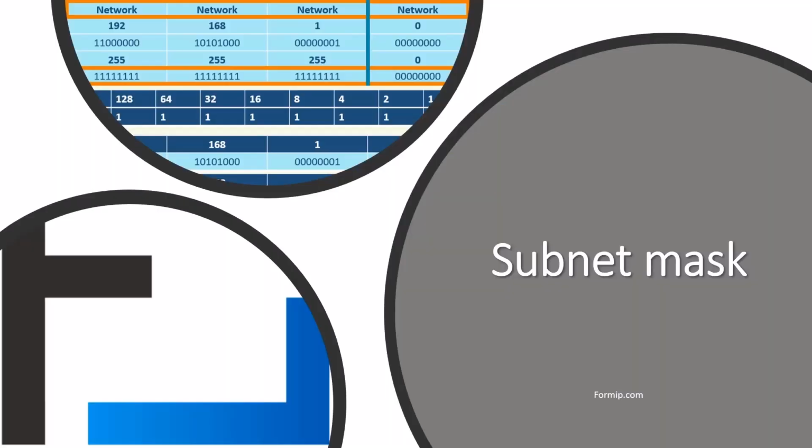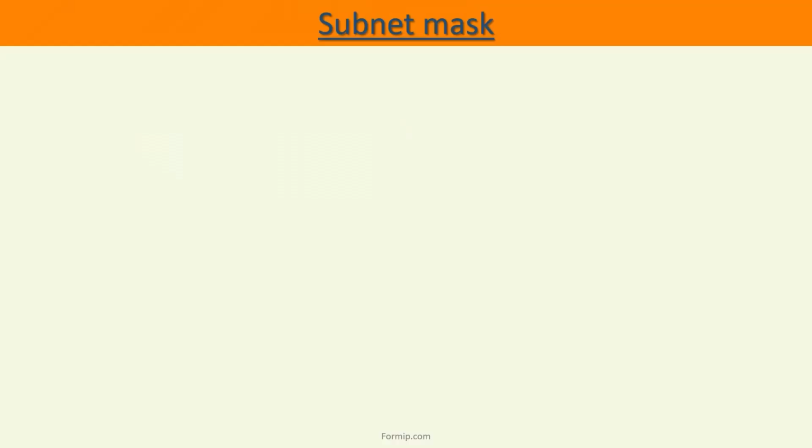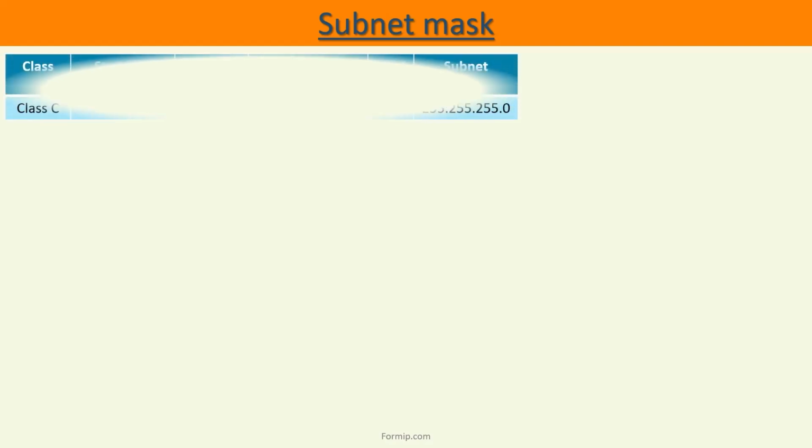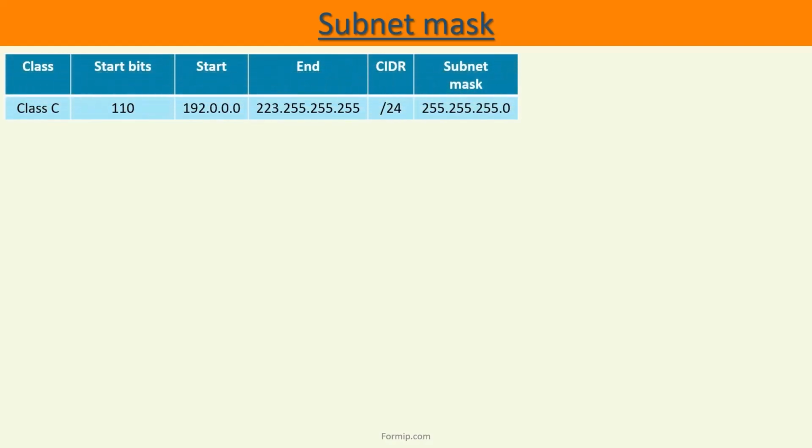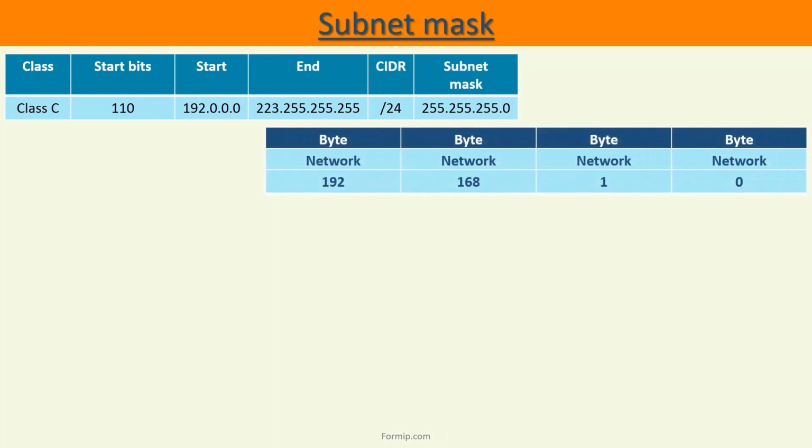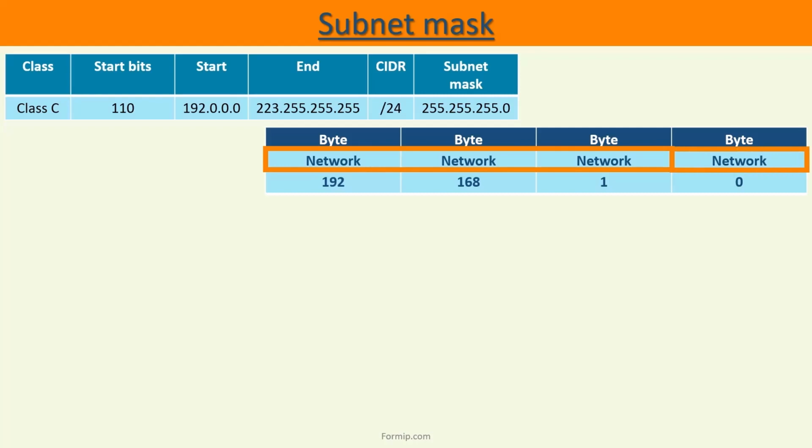In this course, we will now talk about subnet masks. We are going to play with a Class C IP address, the address 192.168.10. As it is a Class C IP address, we have 3 bytes for the network part and 1 byte for the hosts part.